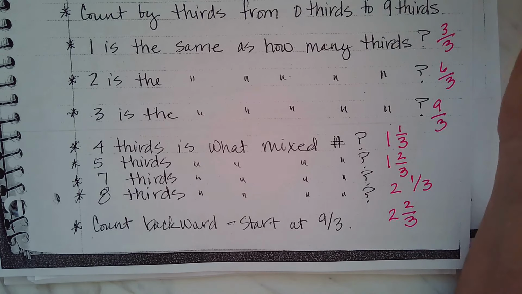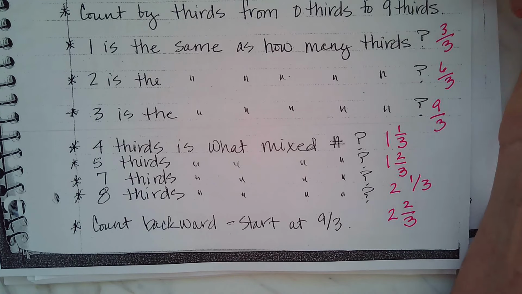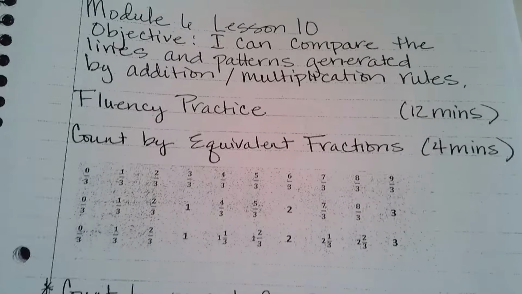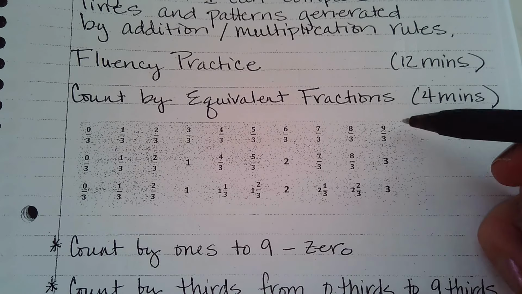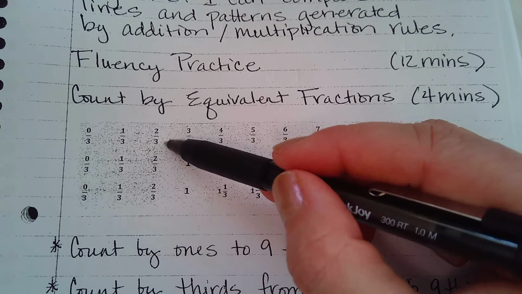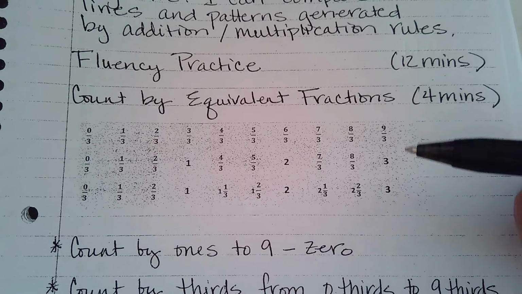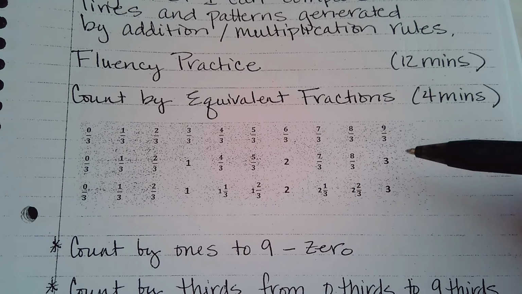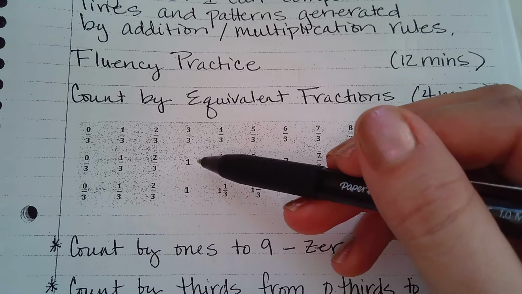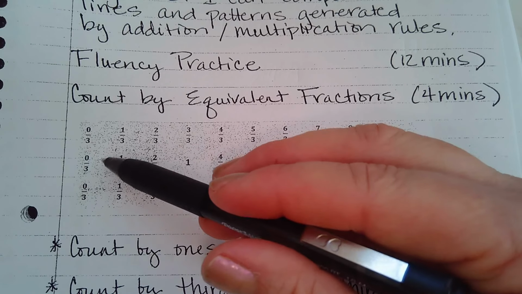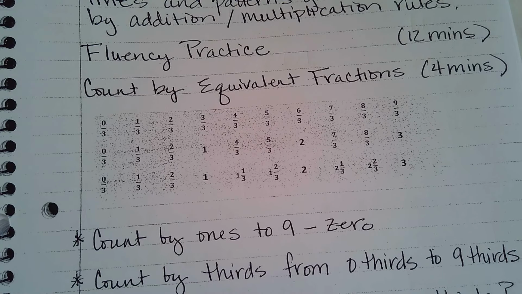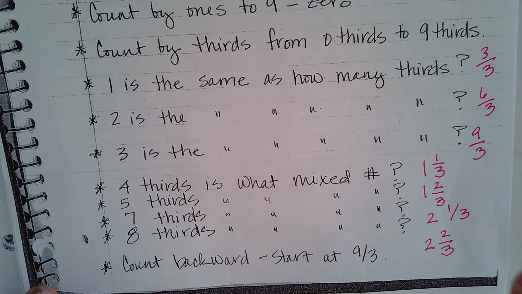So now let's go back and let's count backward. Let's start at 9 thirds. 9 thirds, 8 thirds, 7 thirds, 6 thirds, 5 thirds, 4 thirds, 3 thirds, 2 thirds, 1 third, 0 thirds. Let's count back using our whole numbers. 3, 8 thirds, 7 thirds, 2, 5 thirds, 4 thirds, 1, 2 thirds, 1 third, 0 thirds. All right. Excellent job. Great review of our fractions.